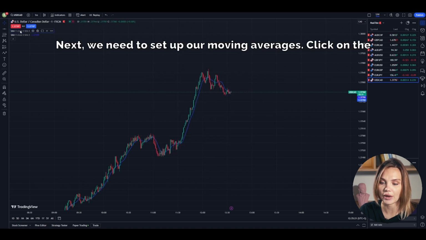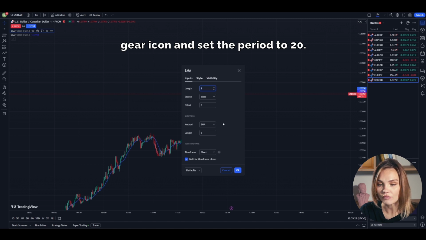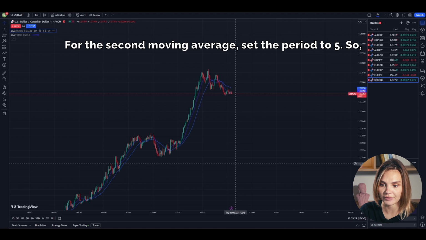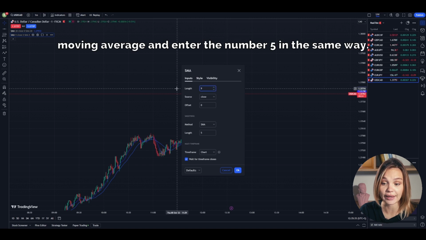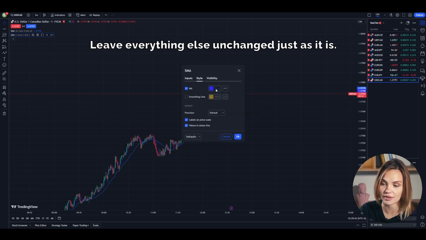Next, we need to set up our moving averages. Click on the gear icon and set the period to 20. For the second moving average, set the period to 5. So click on the gear icon for the second moving average and enter the number 5 in the same way, leaving everything else unchanged just as it is.